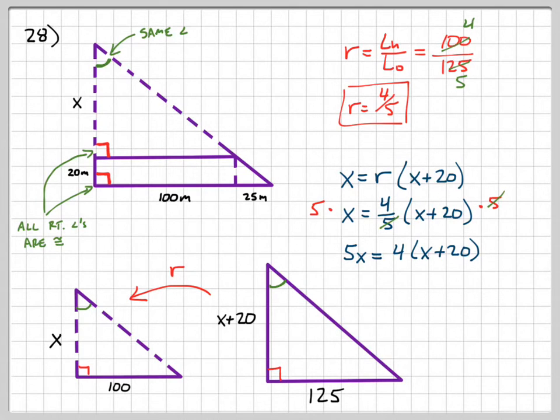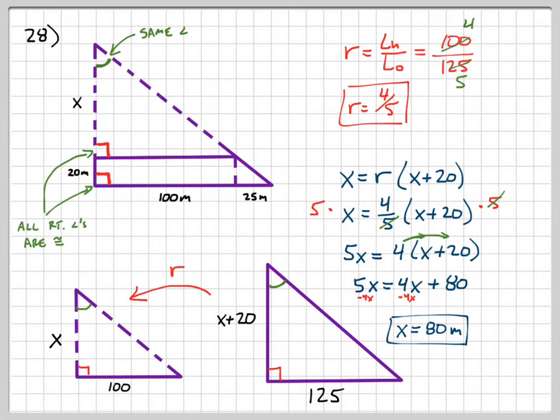Now I can go ahead and distribute that 4 to both pieces. So distributing here and here is going to give me 5x equals 4x plus 80, and then subtracting 4x from both sides, I'll be left with x equals 80. And that should be 80 meters.